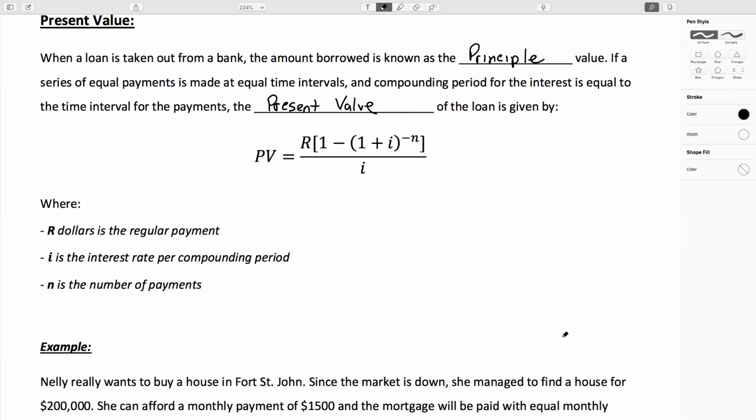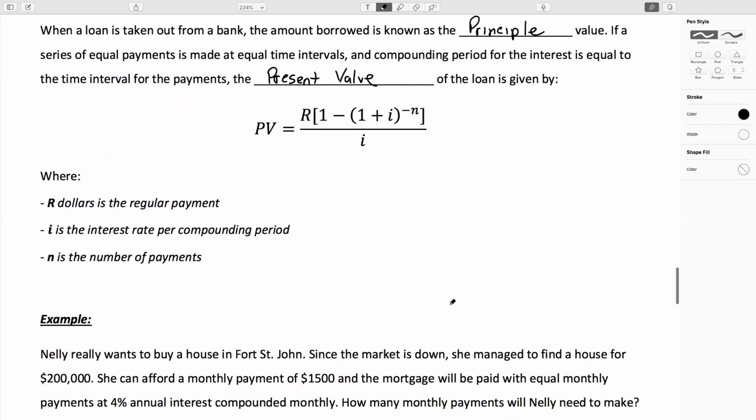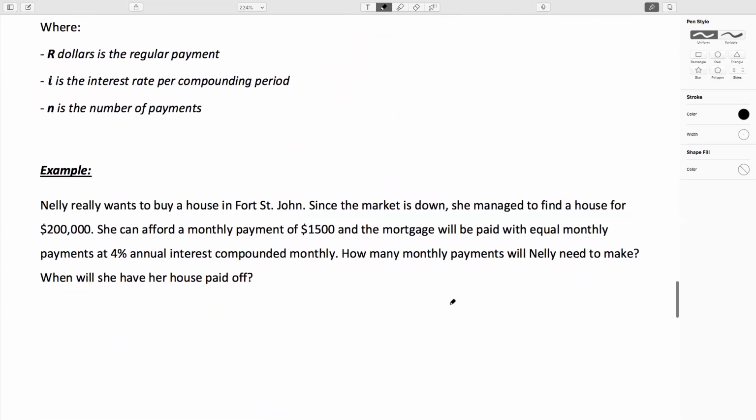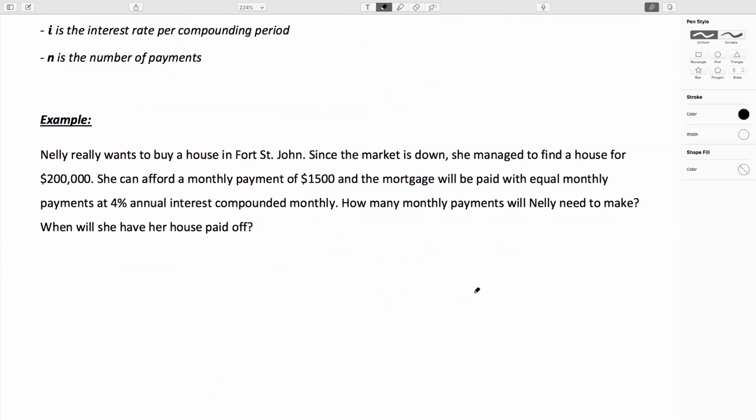R is the regular payment, I is the interest rate per compounding period, and N is the number of payments. All right, so let's give this one a try. Nellie really wants to buy a house in Fort St. John. Since the market is down, she managed to find a house for $200,000. She can afford a monthly payment of $1,500, and the mortgage will be paid with equal monthly payments at 4% interest, compounded monthly. How many monthly payments will Nellie need to make? When will she have her house paid off?